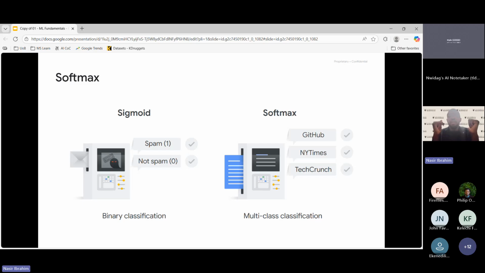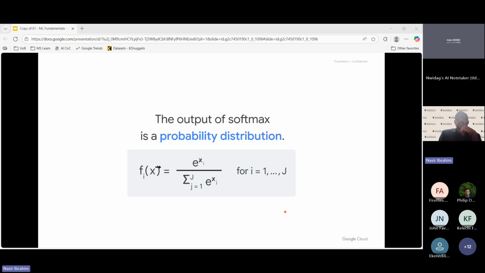If it gives you one value, you can of course derive the other value, which is just 1 minus that value. But when you have more than 2 classes, which is multi-class classification, you are not necessarily going to apply the sigmoid. You're going to apply another one, which is called a softmax. Think of the softmax as a sigmoid that generates a value between 0 and 1, but for multiple classes.